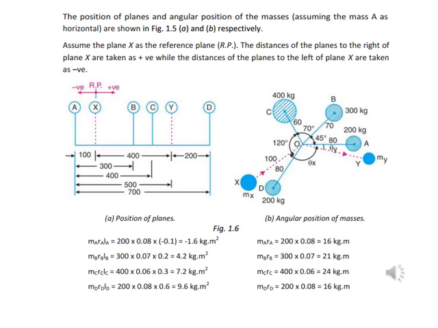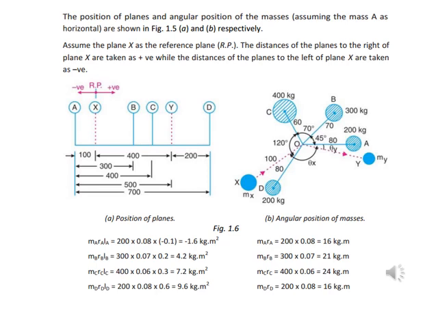Another one, B, is 300 kilogram with a distance of 70, 70 mm originally. But in this case, you must use the scale, so you can use 3.5 centimeter and so on. Between the A and B rotation planes, you have a 45 degree angle. You must use this angle to draw the angular position of the masses. Do the same for the C mass and then the D mass.